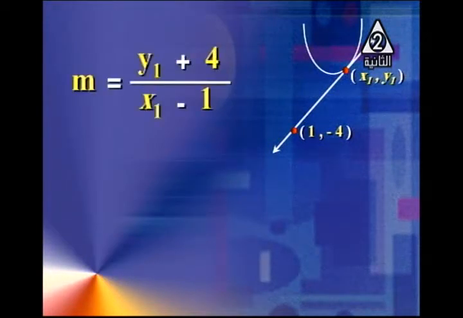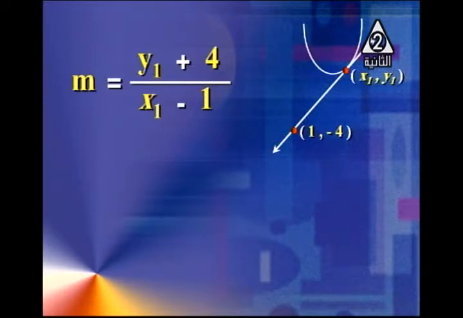Slope is y1 minus 4 over x1 minus 1. In this case, dear student, we use the slope of a straight line that passes through 2 points. Remember, dear student, when we have 2 points on a straight line, we find the slope by using the rule y2 minus y1 over x2 minus x1.